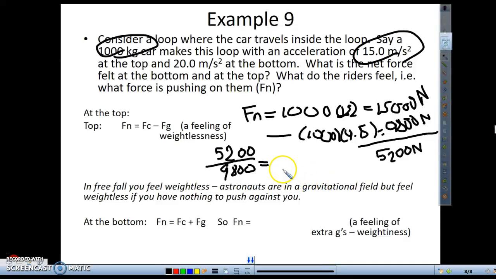Okay, so this is going to be 0.53. So you're going to feel weightless. You're not going to feel your full 1G.